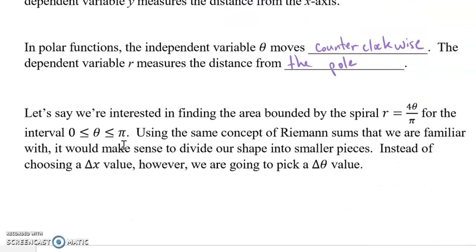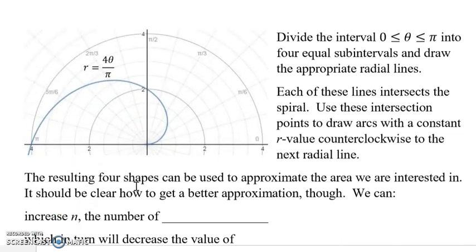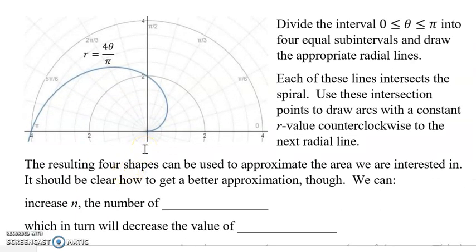So now if we take a look at a particular function, we're going to look at the spiral r equals a constant times theta. That constant happens to be 4 over pi. That might sound messy, but I'm just picking that because that is going to make our r values a lot simpler. We're going to use a similar concept with Riemann sums, but instead of using delta x values, we're going to use delta theta values, right? So if we were going to divide up this spiral from 0 to pi, we could let it be 4 subintervals, right?